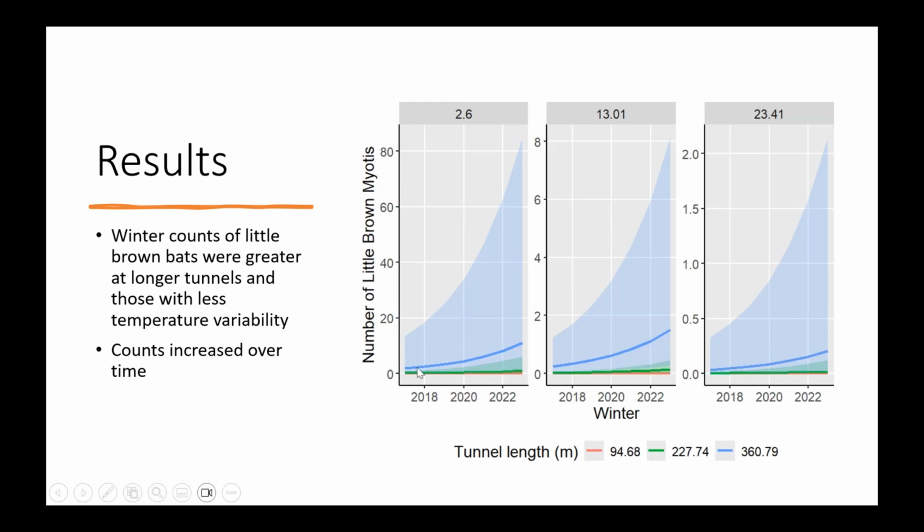And then what you're seeing with the individual lines in each facet is the impact that tunnel length has, with the blue lines representing longer tunnels and the red lines representing shorter tunnels. You can barely see the red lines in each one of these facets, right? These short tunnels were simply never used by little brown bats, and long tunnels, especially long tunnels with a small range of temperatures during the winter, are where we find the greatest number of little brown bats in winter.